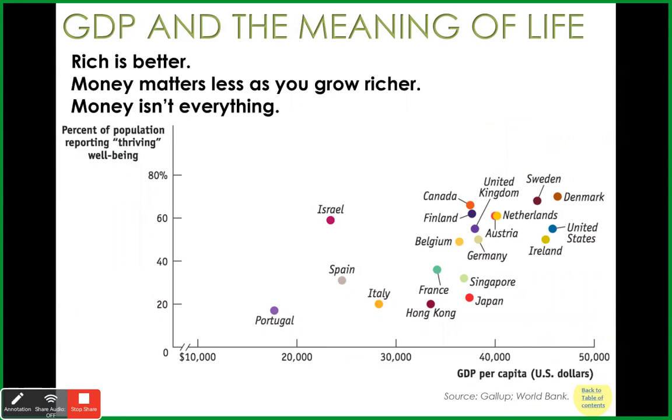So we look at per capita GDP. Okay. Usually it is very important. Why is it important? Usually it means the more, the merrier. Right? So how do we understand that? The horizontal line is per capita GDP. Actually, here we just convert all different countries' local currency into US dollars. That's easy to compare. Right? The vertical line is the percentage of population reporting thriving well-being.